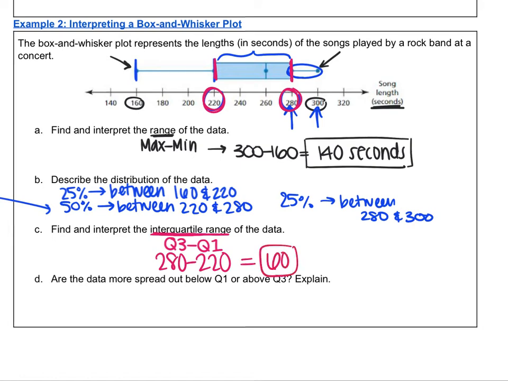So the interquartile range represents 50% of the data. What that means is that 50% of the songs, half of the songs, are within 60 seconds of each other.